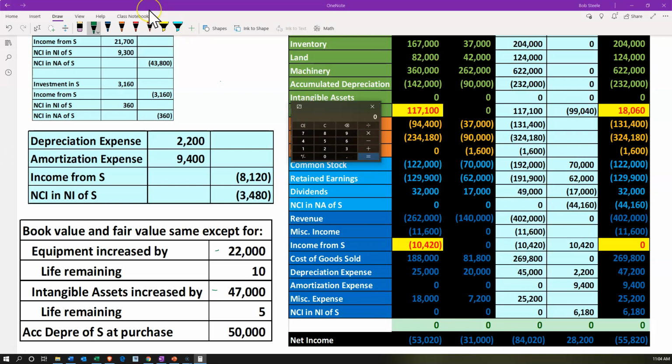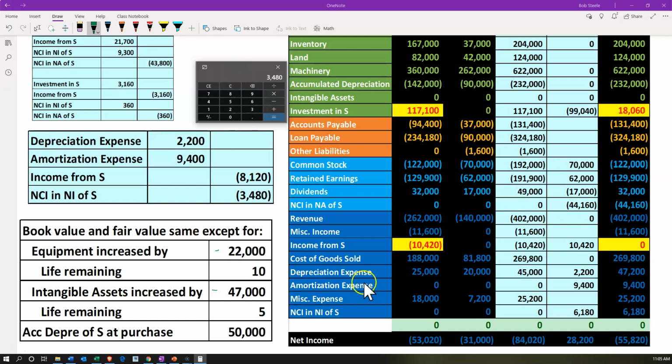Something funny happened here. Let's do that again. 2,200 plus 9,400 times 0.7. So there's the 8,120, and then if we took that 2,200 plus the 9,400 times 0.3, there's the 3,180.